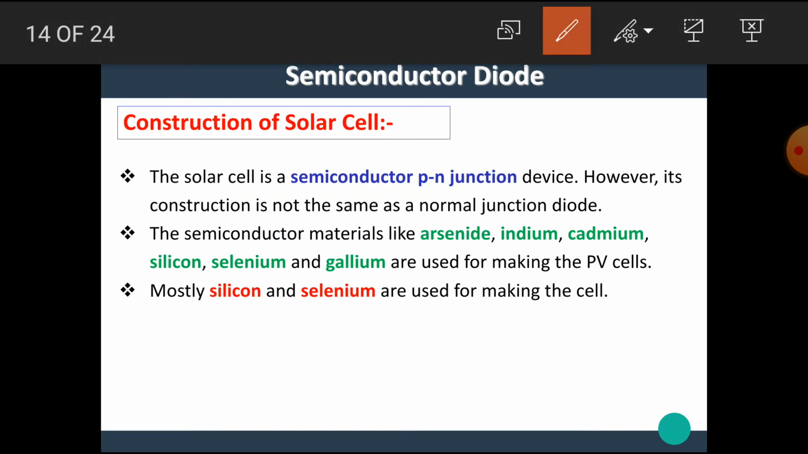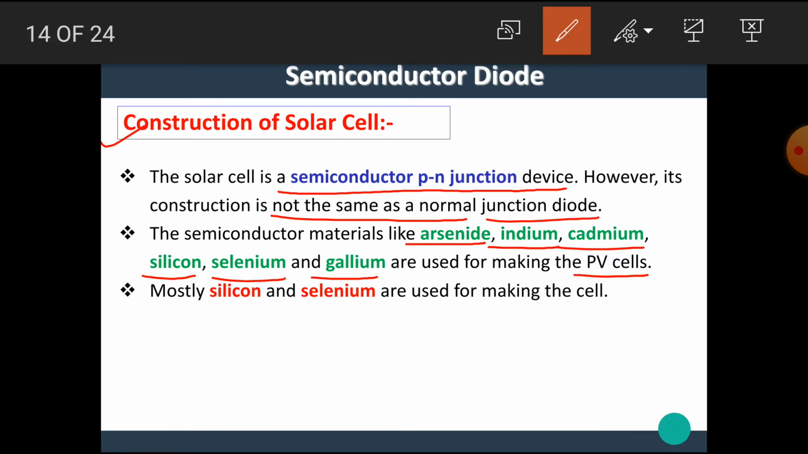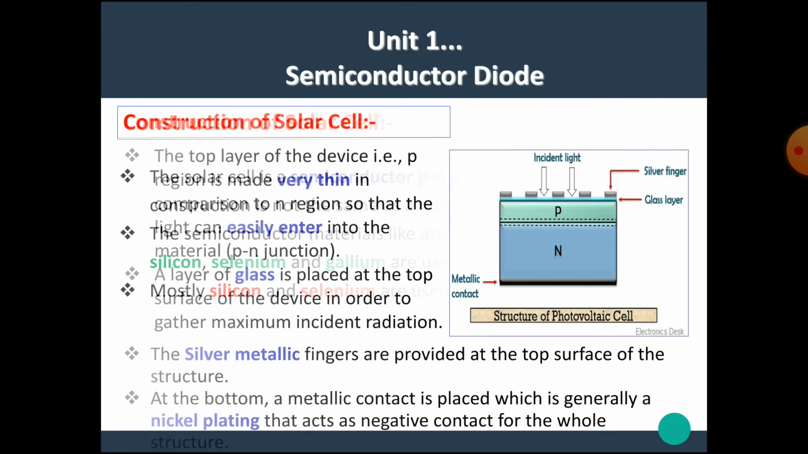Let's see the construction of the solar cell. The solar cell is a semiconductor PN junction device. However, its construction is not the same as a normal PN junction diode. Semiconductor materials like arsenide, indium, cadmium, silicon, selenium, and gallium are used for making photovoltaic cells. Mostly, silicon and selenium are used for making cells.